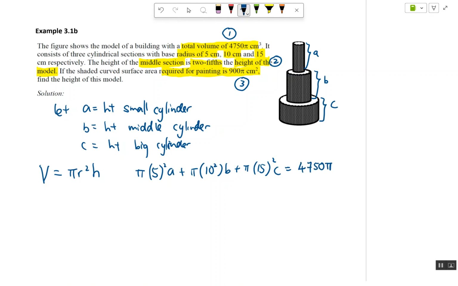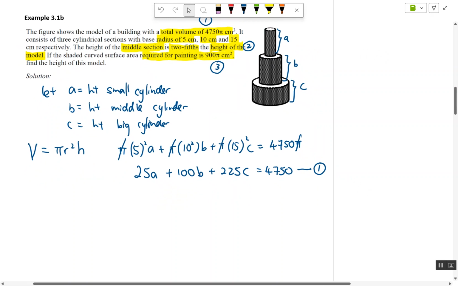It would be equal to 4750 pi. Don't be naive and key pi into your calculator, because most of the time you can divide everything by pi and all the pi will be gone. So I have 25A plus 100B plus 225C equals 4750. The good thing is you don't need to simplify your equation, just leave it as that, because your calculator is going to help you later.